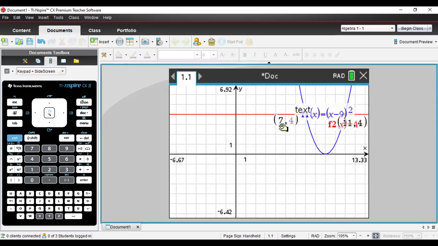So I'm going to pull intersections. Now, again, it's just the x coordinates. You see, they're both 7 and 11. So I know that that's the answer.